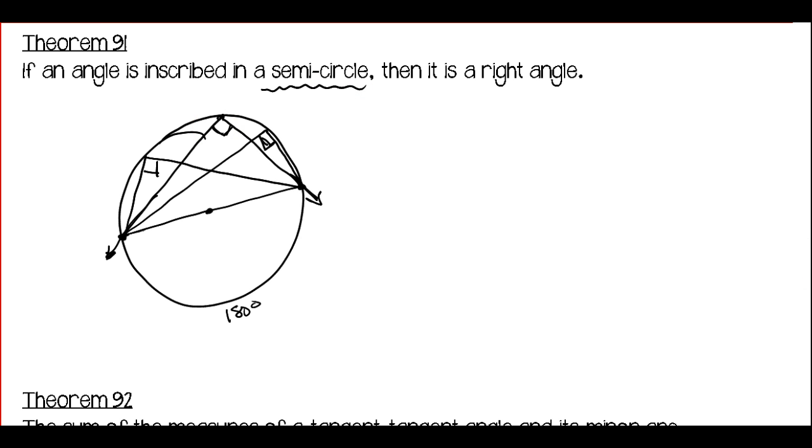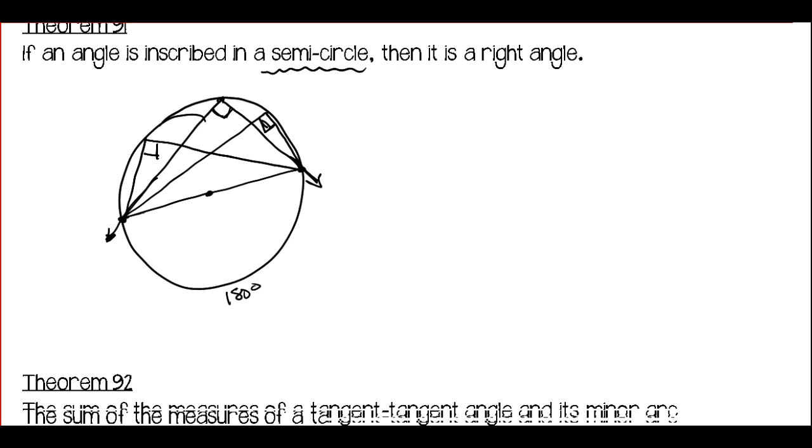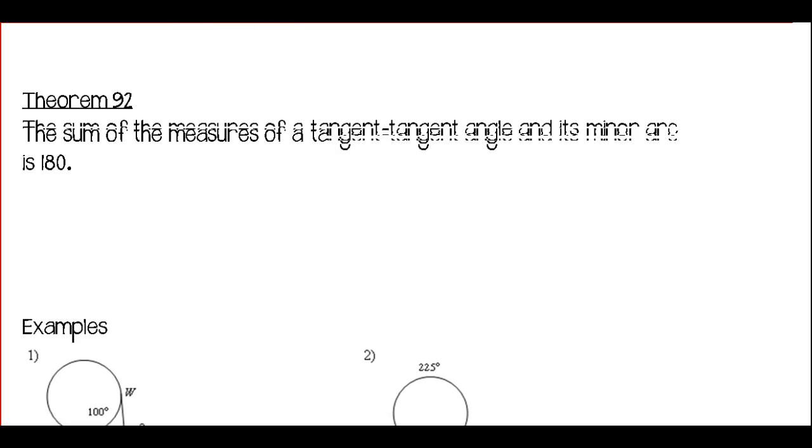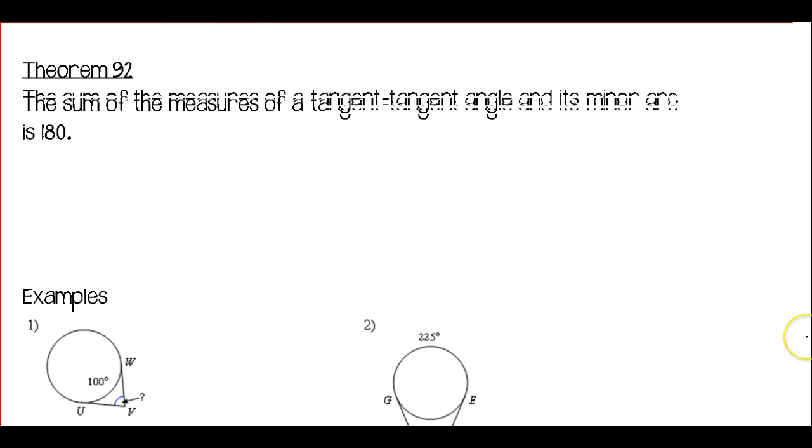Once we know it's a right angle, we've got right triangles, and we have all our different methods for solving right triangles. Theorem 92: the sum of the measures of a tangent-tangent angle and its minor arc is 180. So here's what we're looking at. We've got our circle. We've got a point outside the circle, so we're going to draw tangents to the circle.